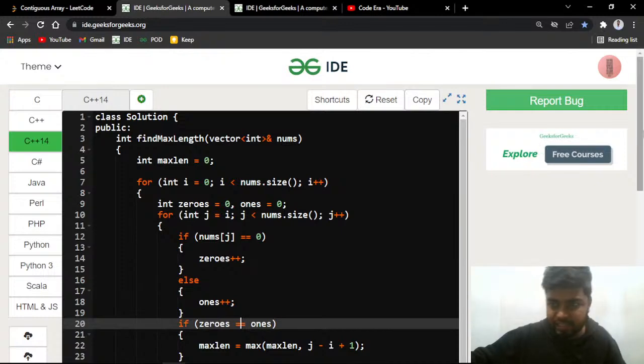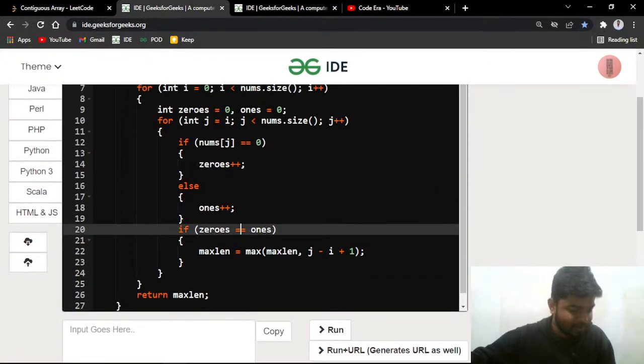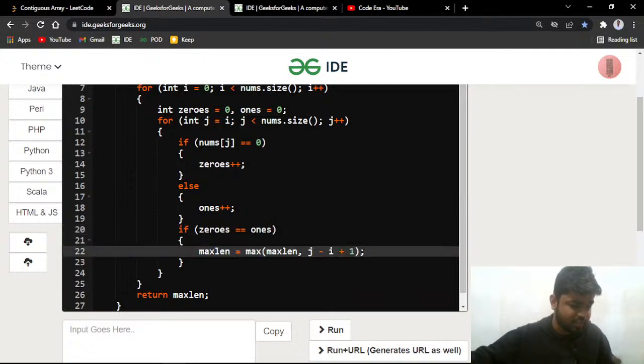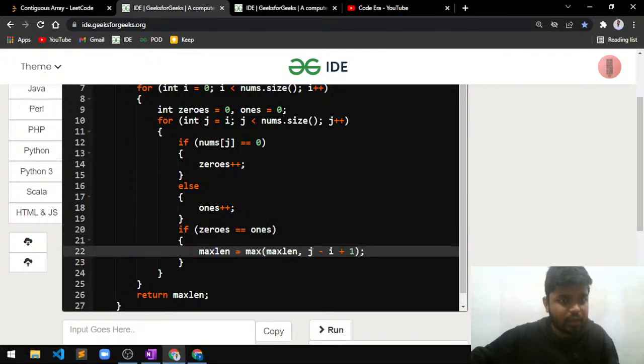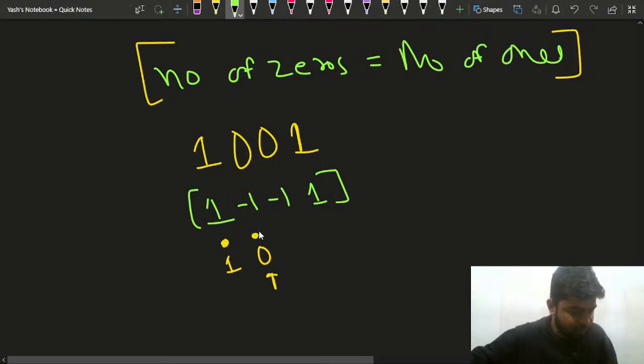This is what I'm saying. Now the thing is that I have an equal number of zeros and ones, right? So what I was saying, here, this part. If I have an equal number of zeros and ones, that means my prefix sum would become 0, like here you can see.